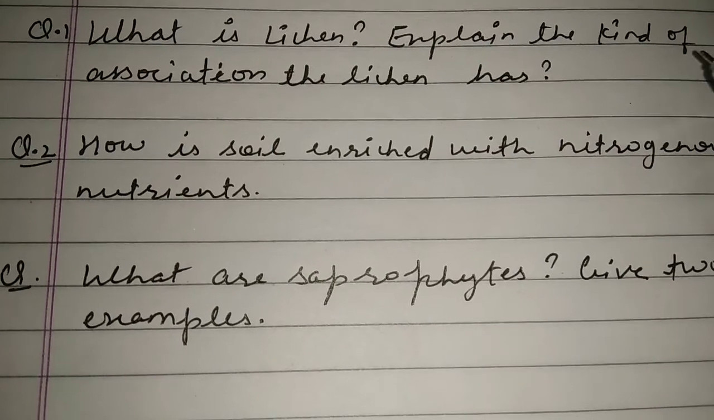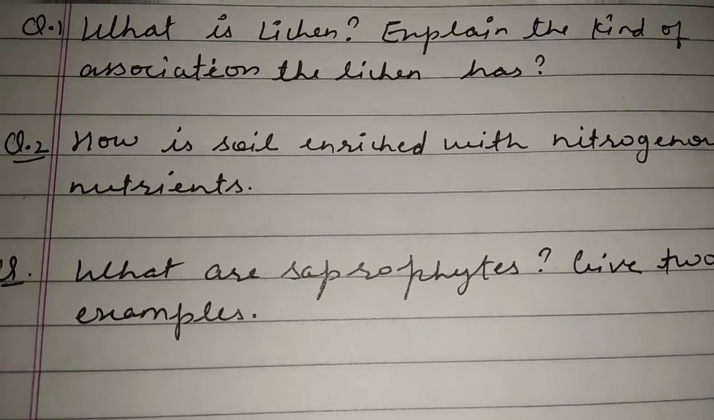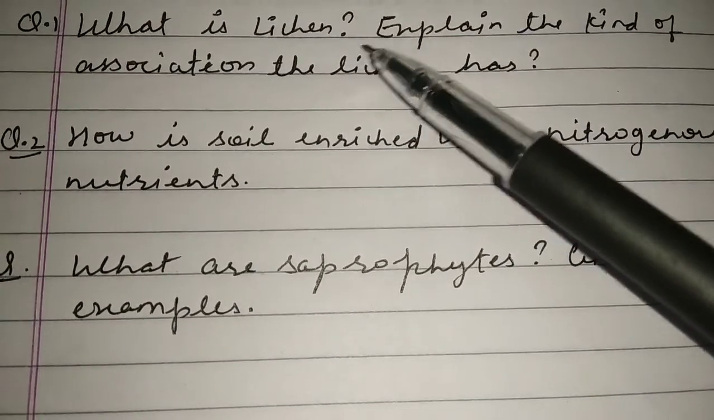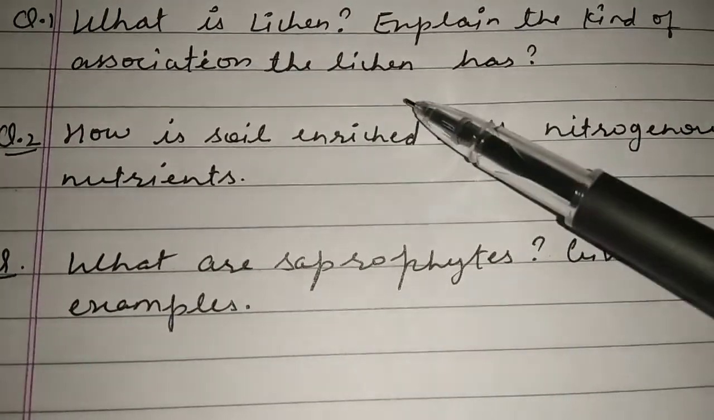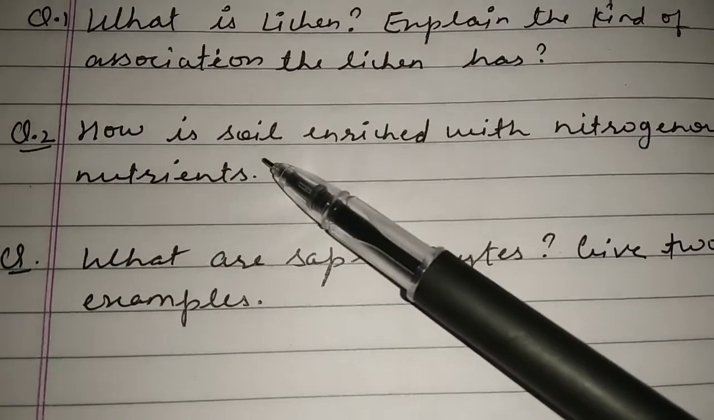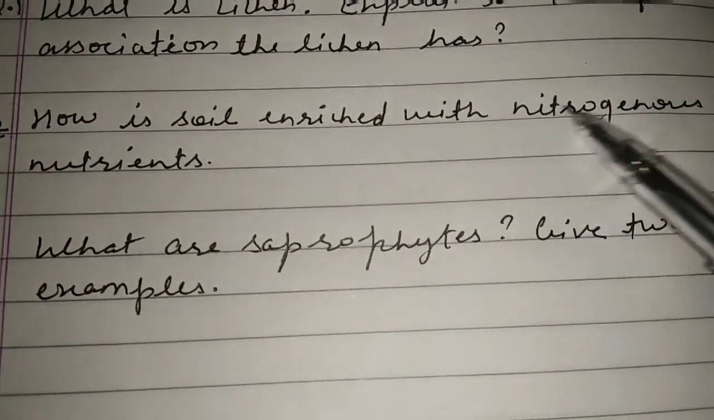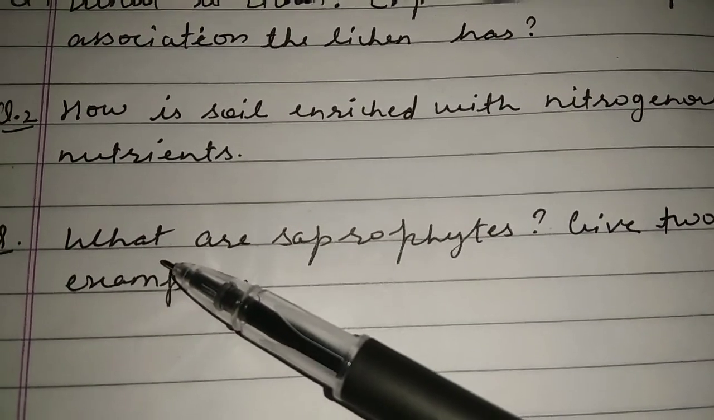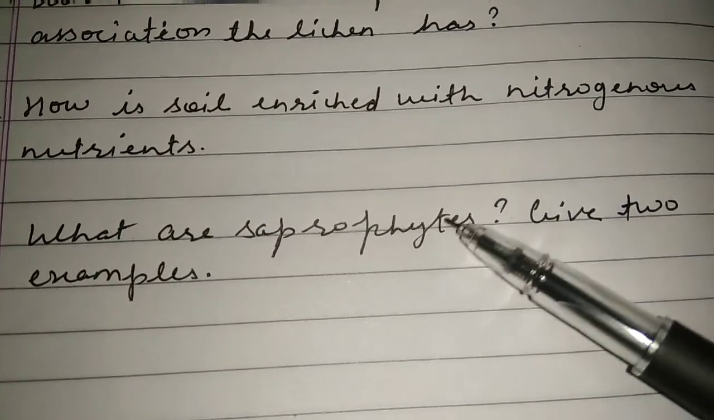Let's check out our knowledge by doing some questions. Question number 1. What is lichen? Explain the kind of association the lichen has. Question number 2. How is soil enriched with nitrogenous nutrients? And the question number 3. What are saprophytes? Give 2 examples.